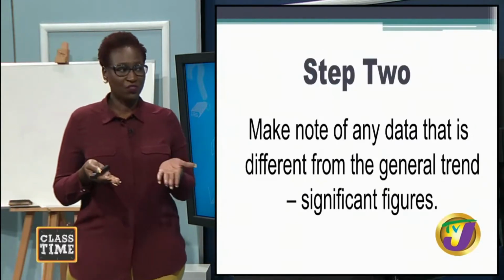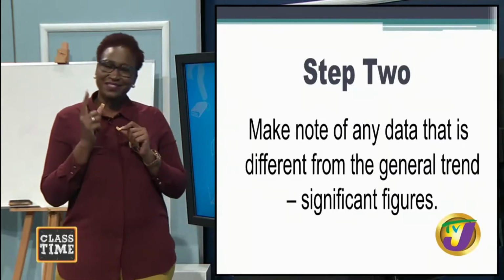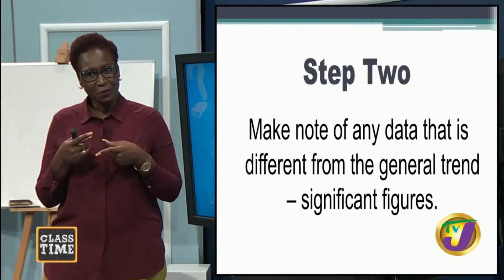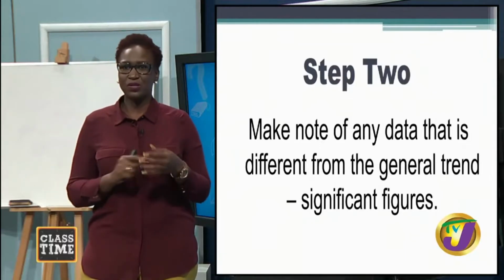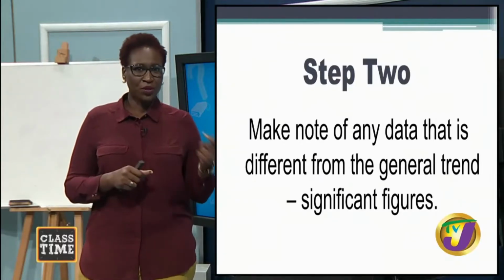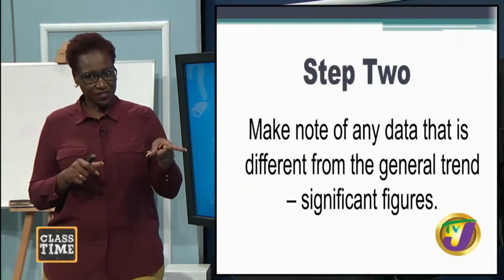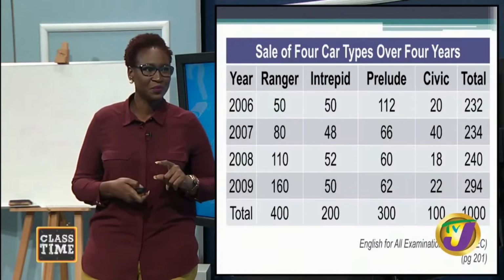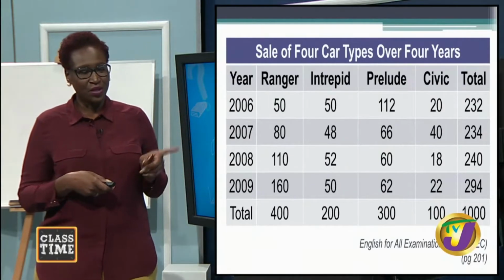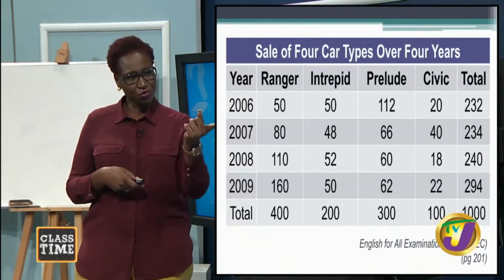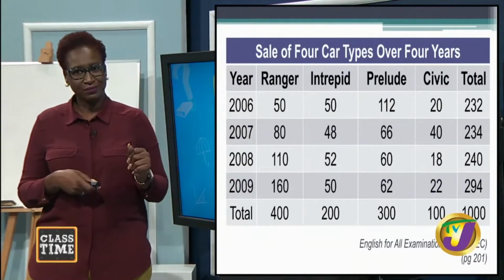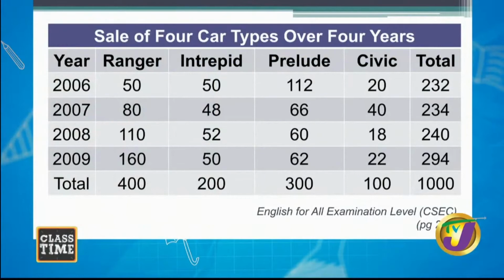So the next step now, of course, is to make note of any data that is different. So remember those significant figures. After you look at the general trend, see what is happening, going up, going down, changing, staying put, you need to look at the significant figures now. So here they are again. Look carefully, each column, each row. What do we see happening? Do you see anything sticking out? Anything exceptionally high? Anything exceptionally low? Any sudden change? All right, let's get into it.